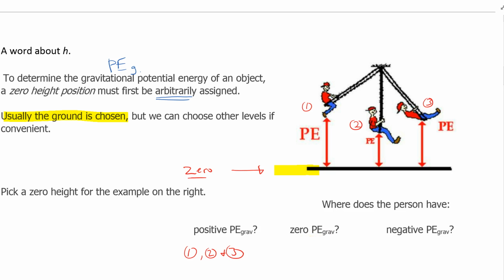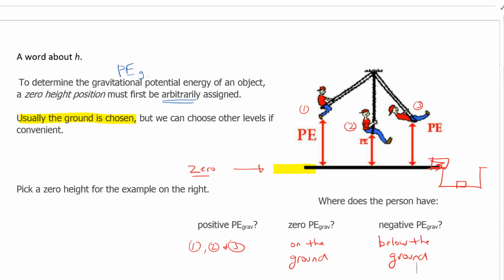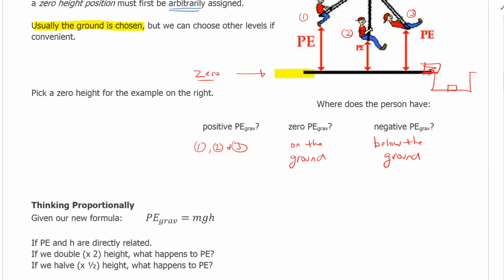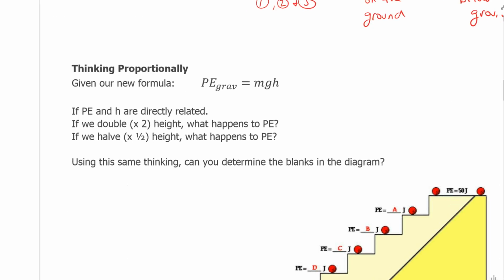How would we place this person to have zero potential energy? Well, if this is our ground, if the ground level is where we said, hey, let's make that zero, we would have to put the person on the ground, right? So we would say, where does a person have zero? On the ground. Where would they have negative PE? Well, I guess if we dug a hole and said, get down into that hole a little bit, then they would have a negative height. So below the ground. Okay, so most of the time we're going to pick an h that's the ground. Sometimes we might pick a different one to make things easier, but as long as we're consistent, it doesn't matter what we do. So let's try to do some stuff with some proportional thinking.